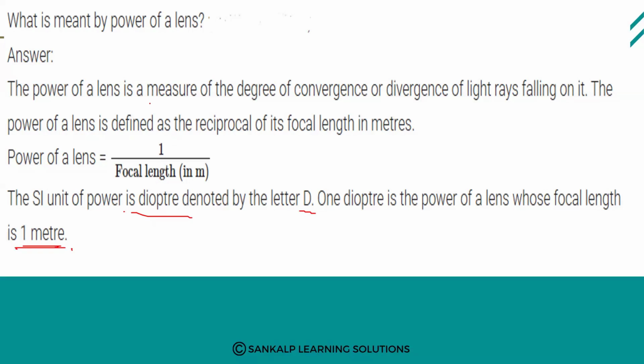So what do you mean by power? It is the measure of the degree of convergence. How much it converges, how much it diverges, that degree is what we call the power of a lens. So that can be defined as P is equal to 1 divided by f. f is the focal length here and focal length is measured in meter. Therefore, it is 1 divided by focal length in meter. So the SI unit is diopter. Remember.